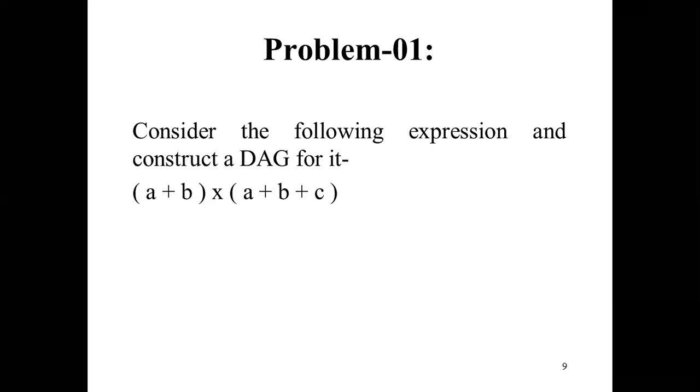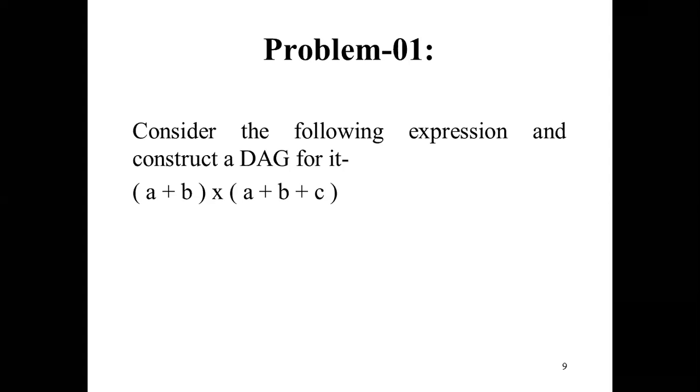We can see a plus b and a plus b. These must be the common sub-expressions. Then first we will choose, suppose, t1 is equal to a plus b. Then in the next line you can declare another temporary variable t2, then t2 is equal to t1 plus c. Then t3 is equal to t2 into t1.